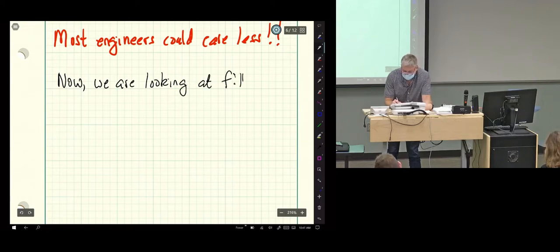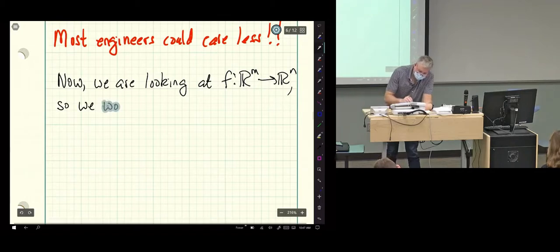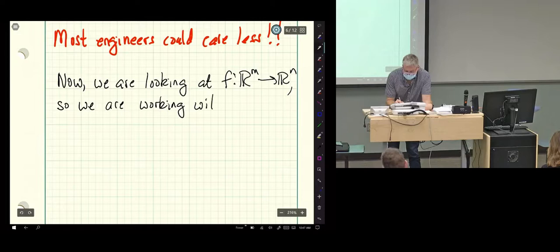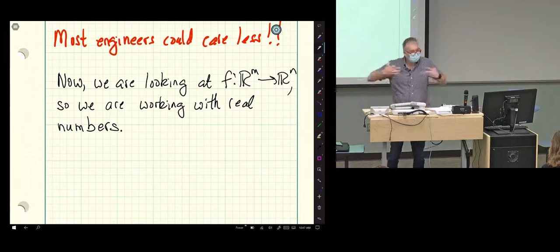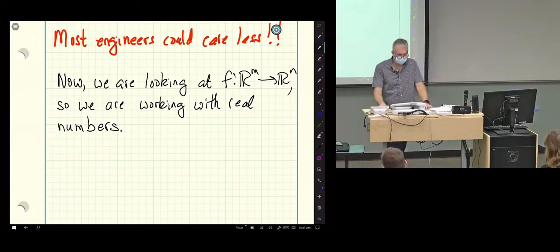So I said my function was taking R^m into R^n. So we are working with real numbers. I'm trying to get everything set up kind of firm so you don't feel like we're just hacking, because we're not going to be just hacking. I want to make it seem solid what we're doing, working with real numbers. What does that mean? We're not doing complex numbers, right?